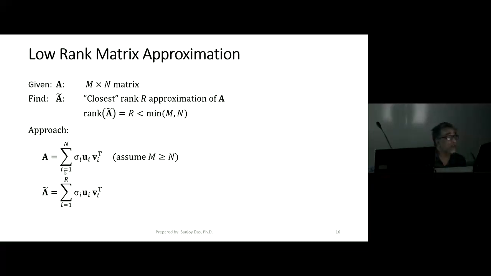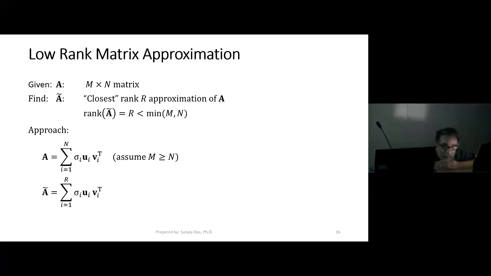So A equals summation i equals 1 through n of sigma i u i v i transpose. So how many terms does this have? n terms, correct? Now, each u i v i transpose, I told you, is a rank 1 matrix of the same dimension as A. Okay, now the sigmas are sorted. So sigma 1 is the highest, then sigma 2, then sigma 3, and so on. So the first term here has the highest weightage, right?